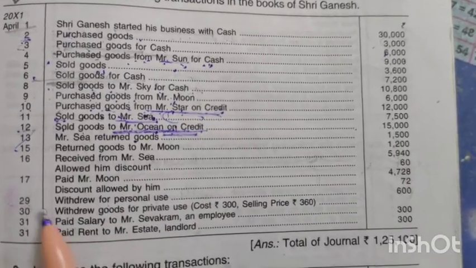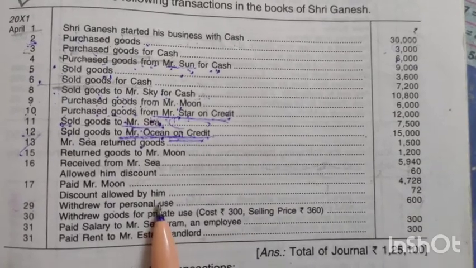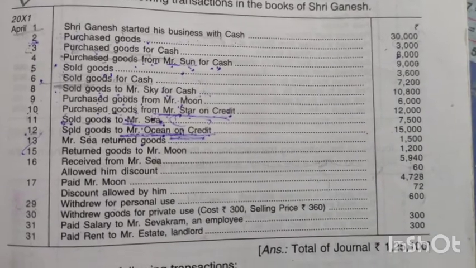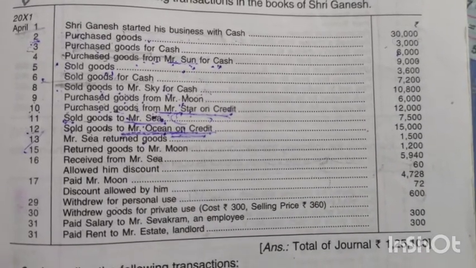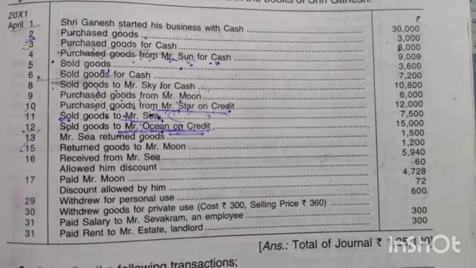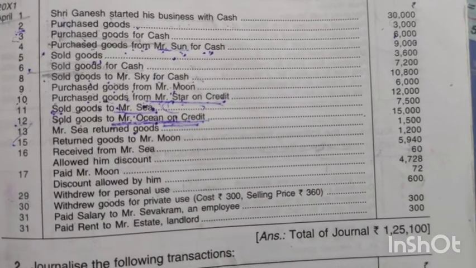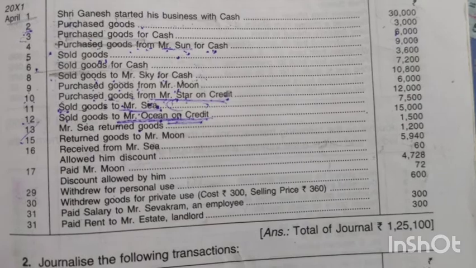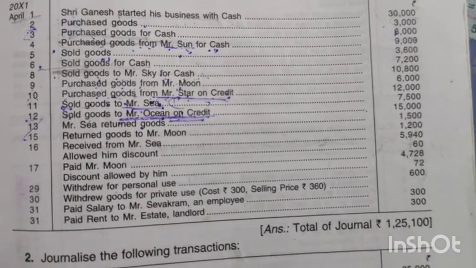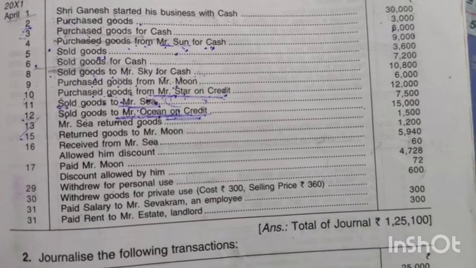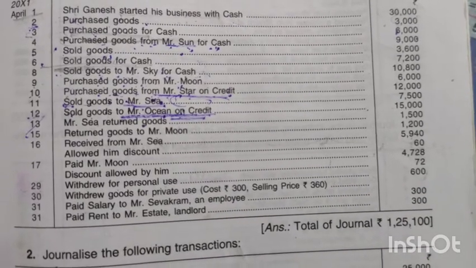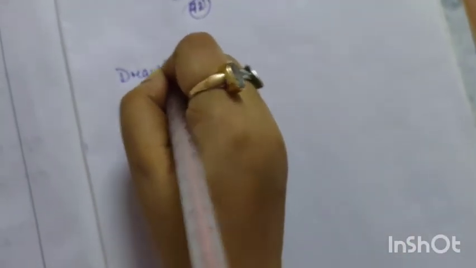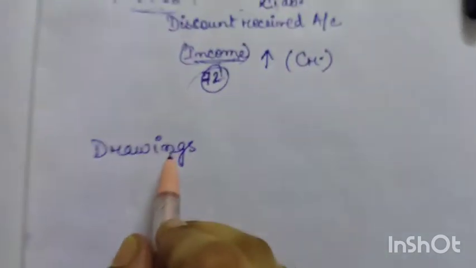Now come to the next transaction, withdrew for personal use. Now let me tell you this thing. Whenever we withdraw, meaning taking out something, right? Whenever we take out something from the business for our personal or private use, apart from business, and I have told you on the first day itself, we and our business are two different entities. So when we use something of the business for our personal use, outside the business, that will be called drawings. So the account which we need to open for withdrawing something for personal use is called drawings.